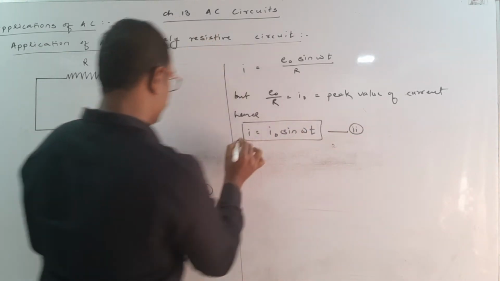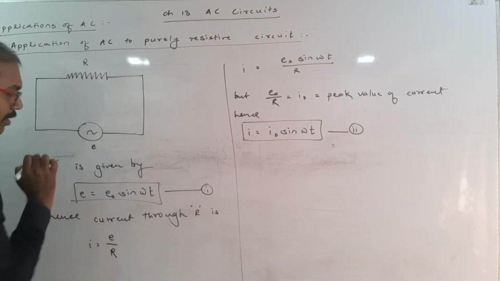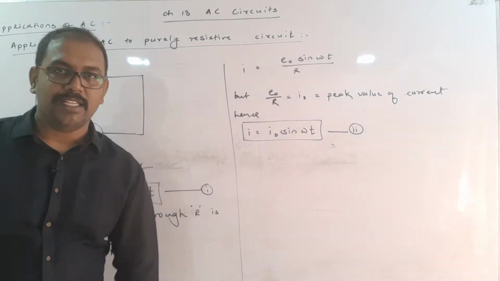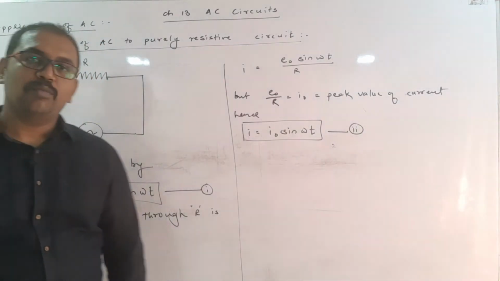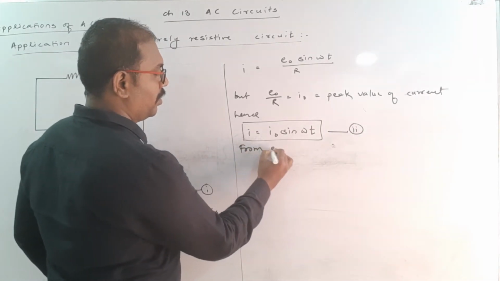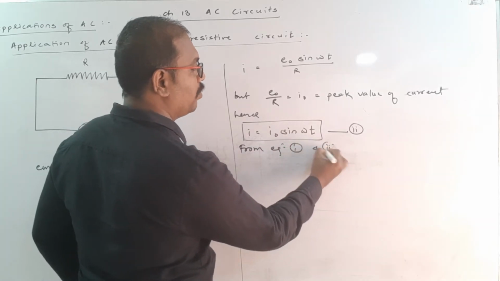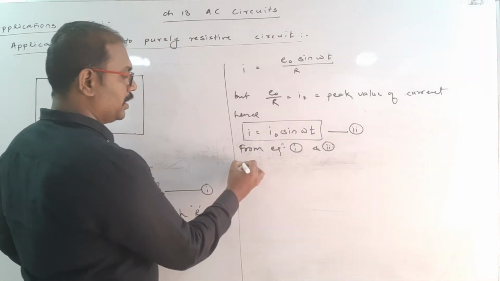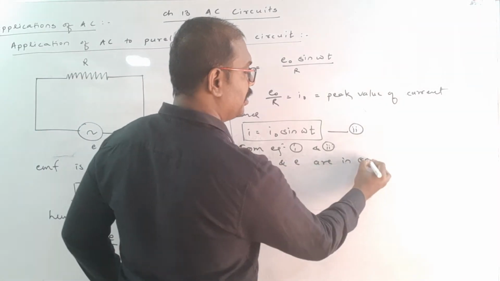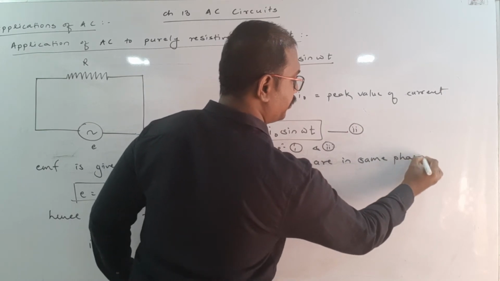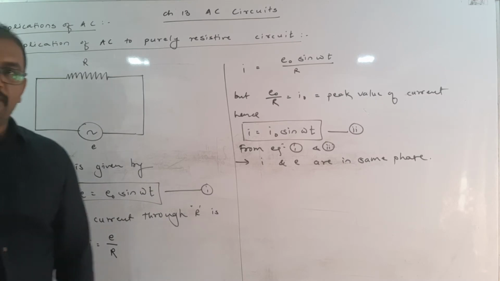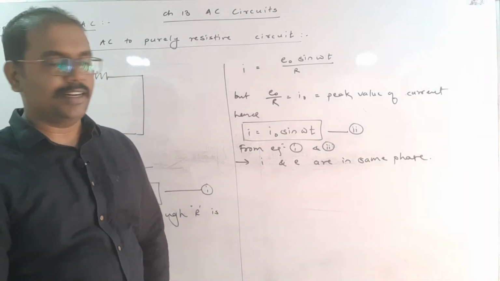So equation 1 and equation 2 you can see, in both the equations sine omega t is the same. So both the equations are in the same phase here. From equation 1 and 2, we have to write some conclusions. The first conclusion is I and E are in the same phase. EMF and current have the same phase, or zero phase difference you can also write.